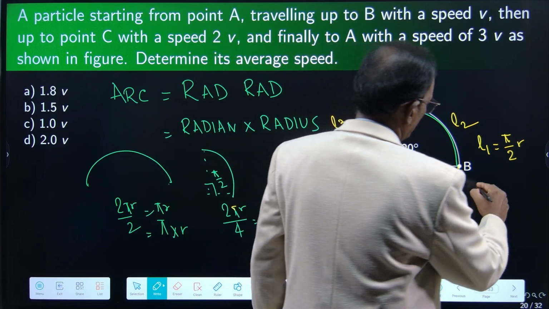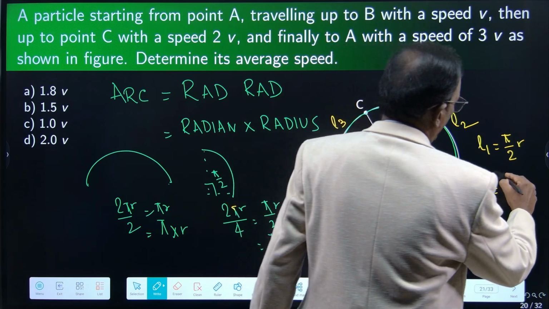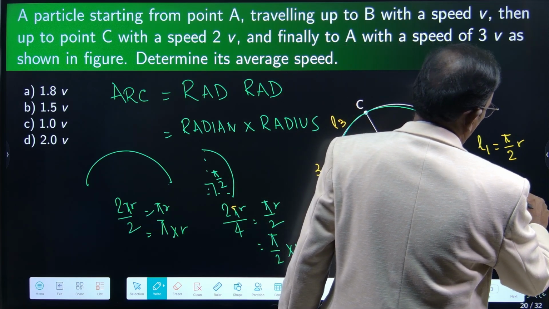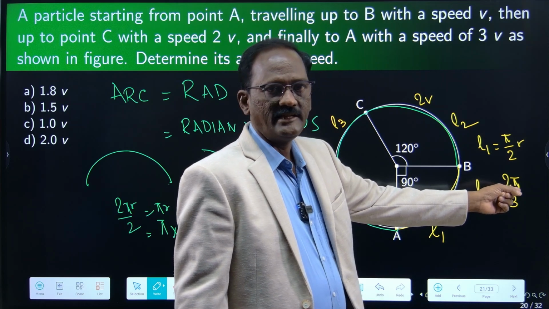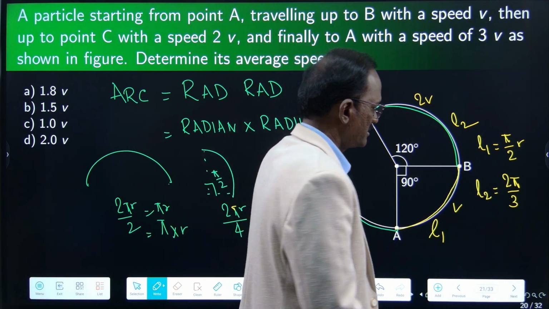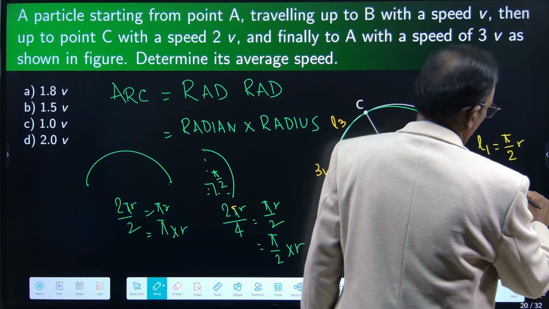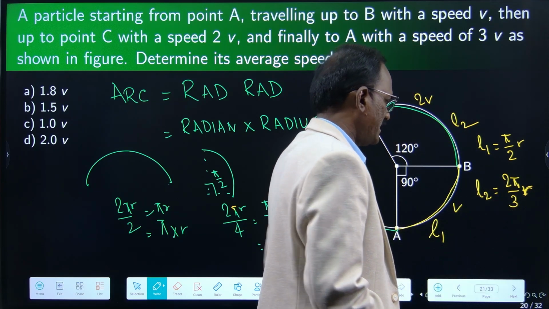L2, 120 degree. So 2 pi divided by 3 radian. 2 pi is 2 into 180, 360. 360 divided by 3 is equal to 120 degree. So 2 pi r by 3, radian times radius.